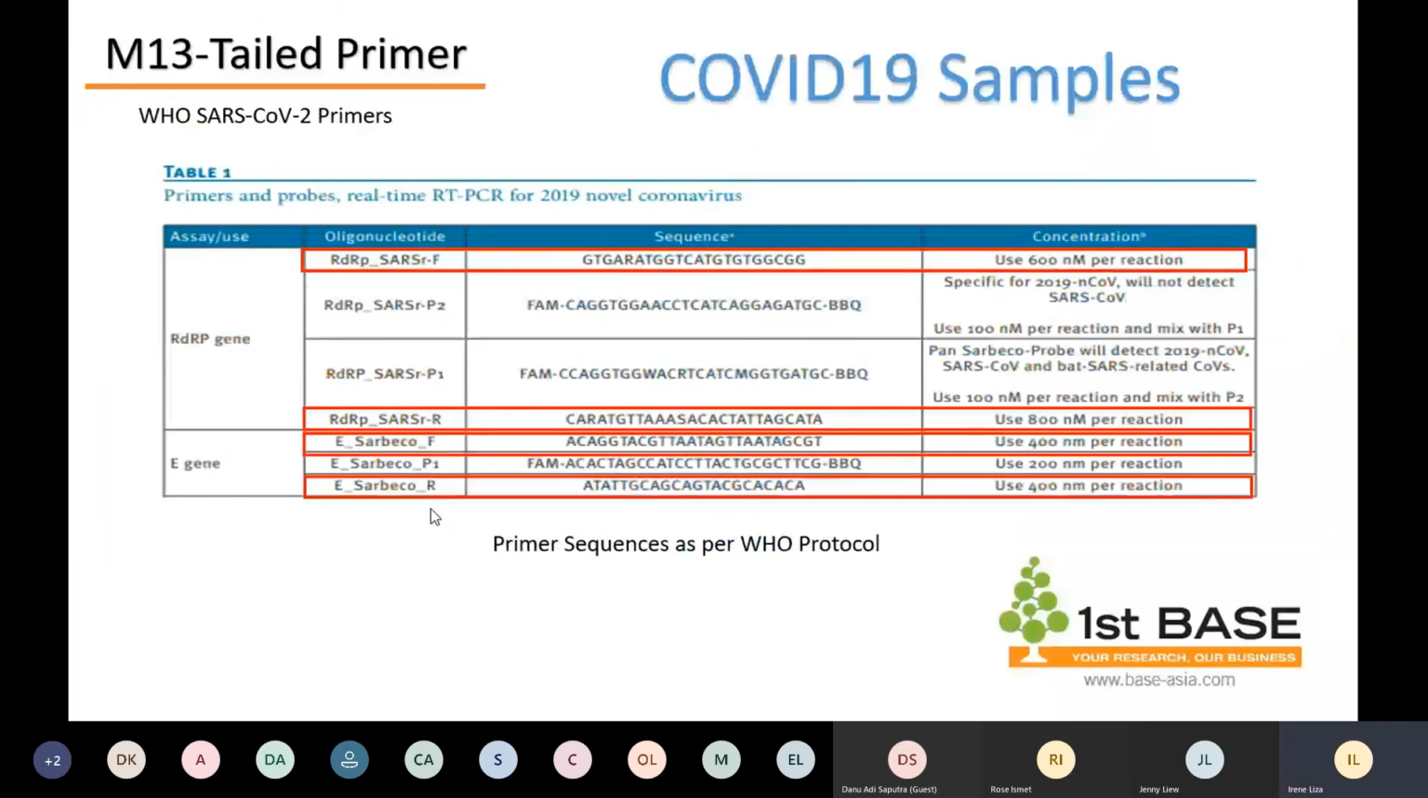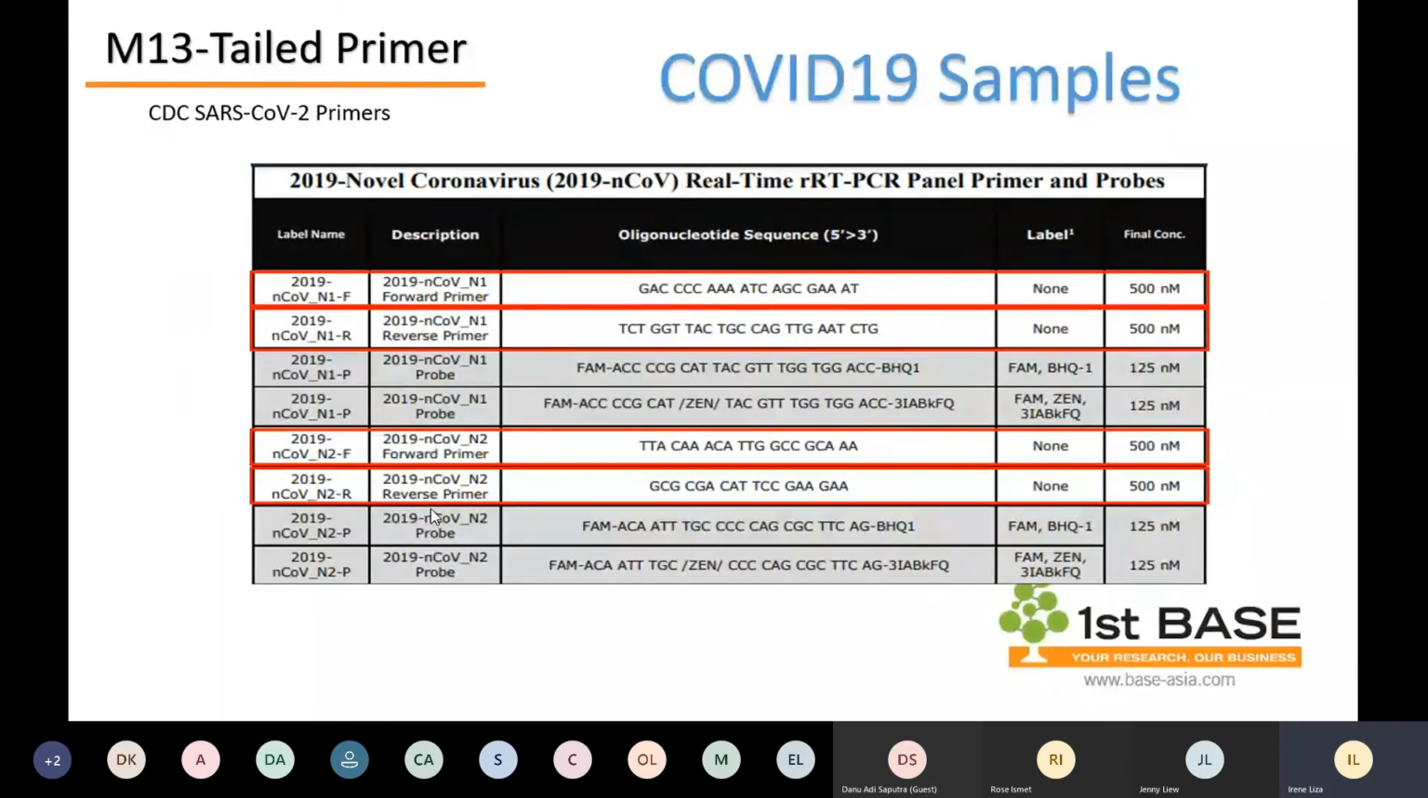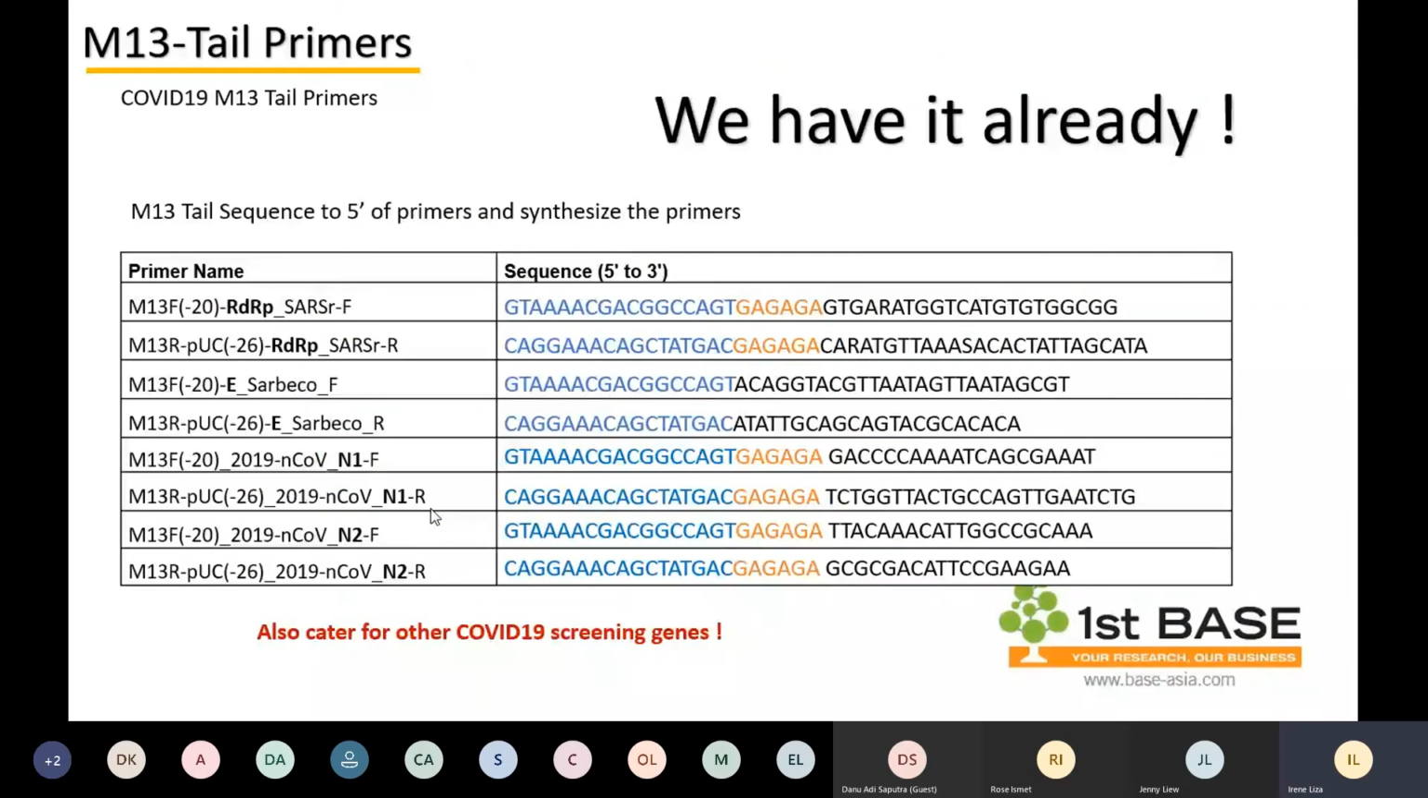Now, the good news is we also cater M13 tail services for COVID-19 samples as well. So we have also synthesized the primers for M13 tail services. We have the primers according to WHO, which uses the RdRp gene as well as the E gene, and also for the CDC protocol that utilizes the N gene. So these are the primers that have already been synthesized. All right, we have them ready in our facility.